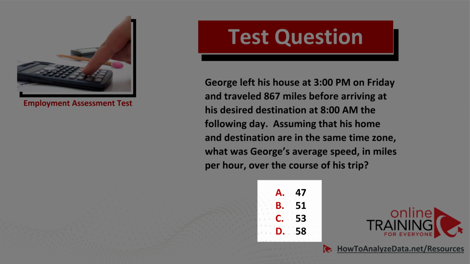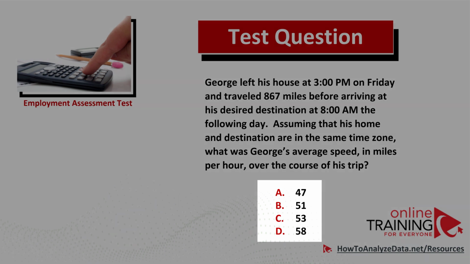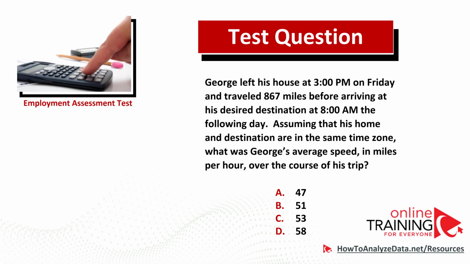Choice A, 47 miles per hour. Choice B, 51 miles per hour. Choice C, 53 miles per hour. And choice D, 58 miles per hour. Do you think you know the answer? Now might be the right time to pause this video to see if you can come up with the solution on your own before we jump to the solution.